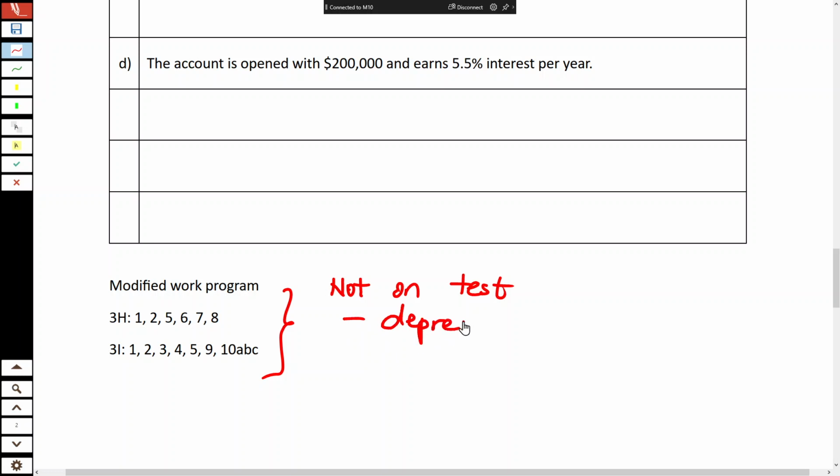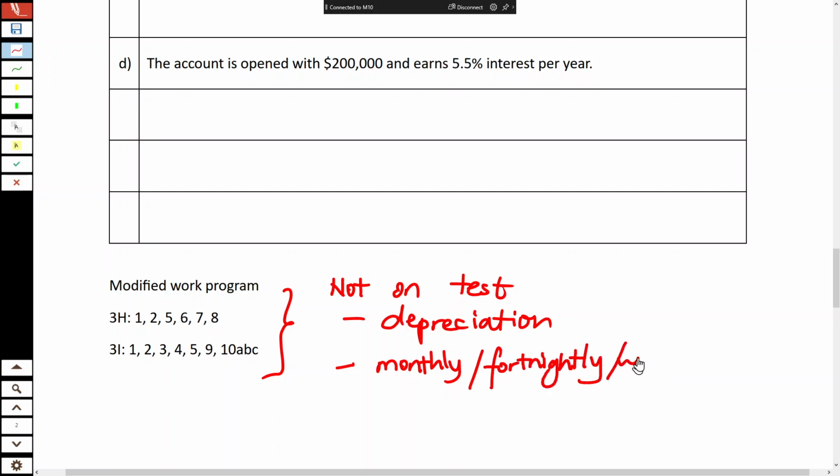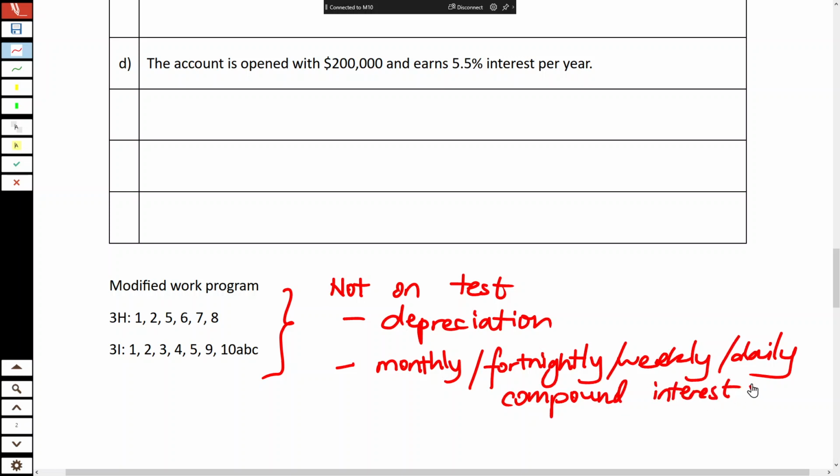Depreciation. Not going to cover that. And we're not going to cover monthly, fortnightly, weekly, or daily compound interests. Okay, so as long as you remember that we are only looking at very, very specific parts of 3H and 3I, you're good to go for next week.